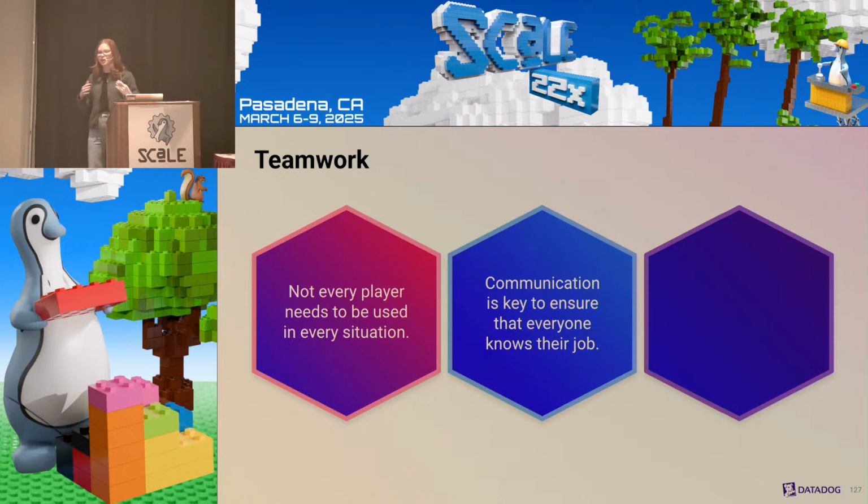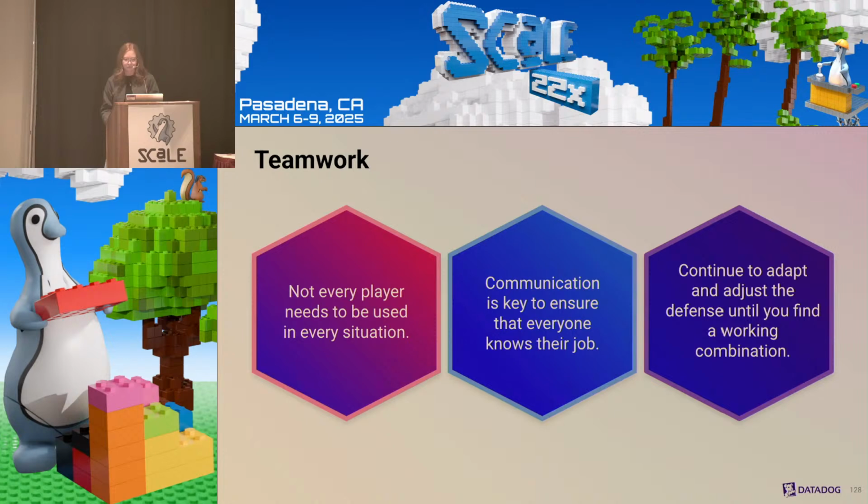You can always see players on the field pointing to each other, calling out different things that might happen. Well, we want to do that in security as well. We want to make sure everyone knows what their job is. Who's supposed to fix what types of vulnerabilities? If we're seeing an attack, who's in charge of alerting people? Who's in charge of creating an incident?